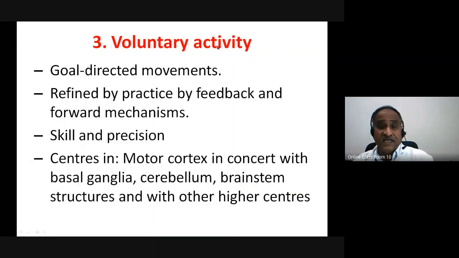So then voluntary activities. So what I said: reflexive activity, rhythmic activity, voluntary activity. Voluntary activity is goal-directed movements. You have a definitive purpose for which you are doing an action because the brain is involved here. Say for example, you are now performing certain practical skills, or you become a surgeon. It's voluntary because you wanted to be a surgeon.